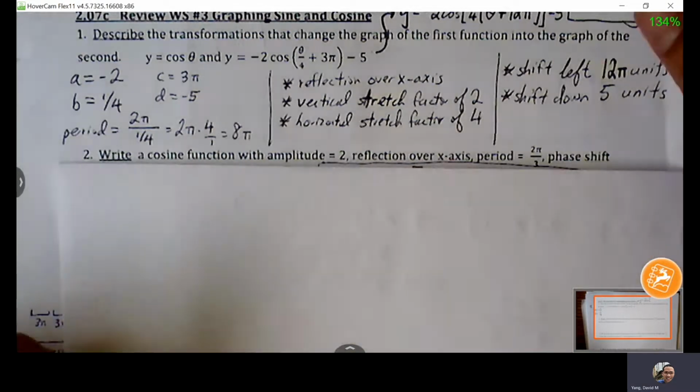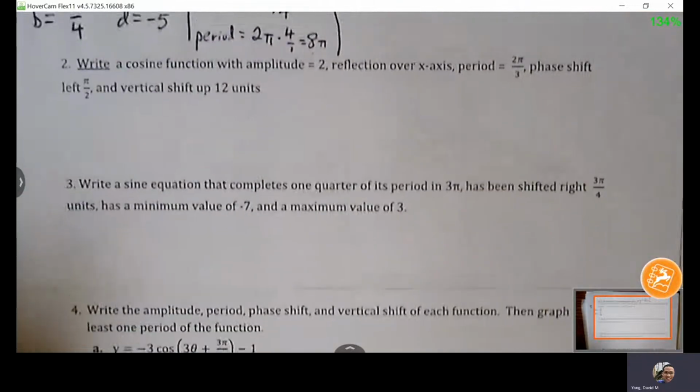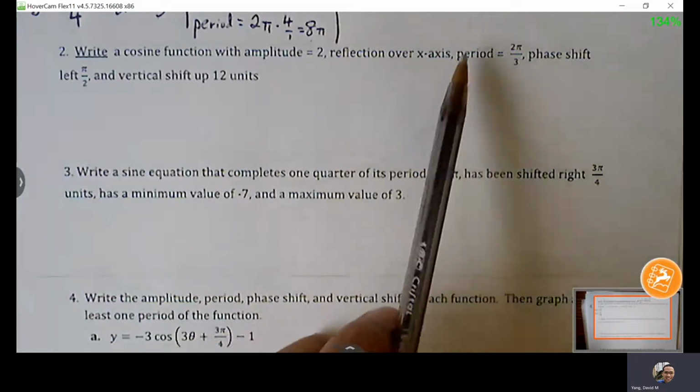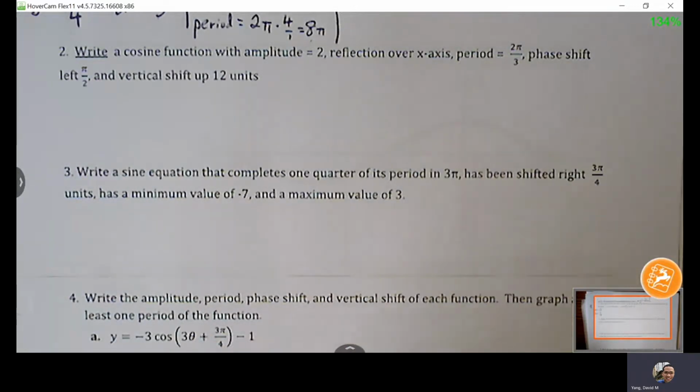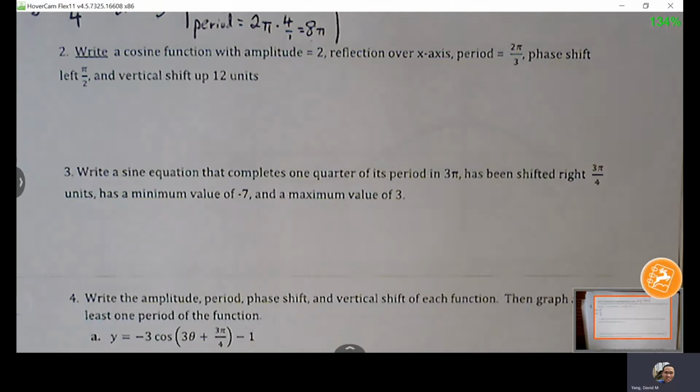Okay, number 2. Write a cosine function with amplitude 2, reflection over the x-axis, period is 2 pi over 3, phase shift left pi over 2, vertical shift of 12 units. This is more straightforward, right? This one, we take the period, we go through the formula, equals 2 pi over b, we solve for b. Once you have the b value, then you're just plugging into the formula, right? This is a very familiar problem for us, I think, for number 2.